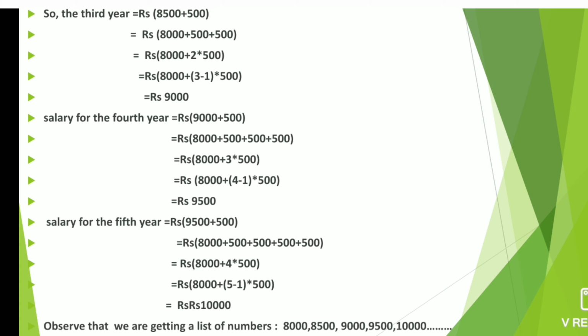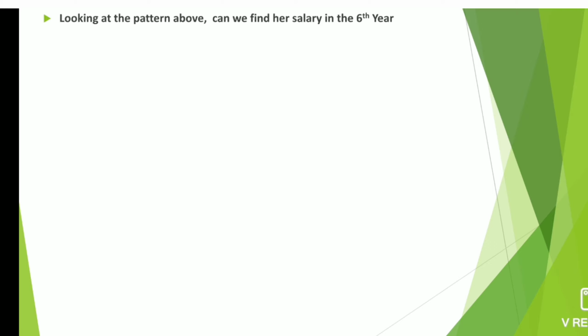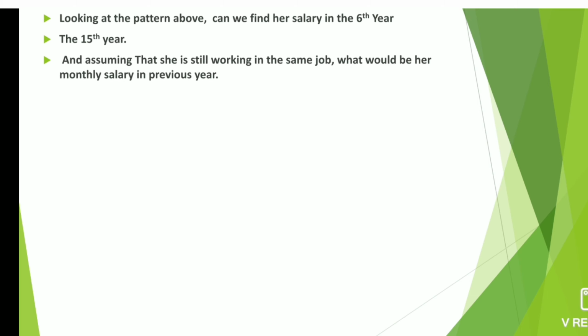Next, observe that we are getting the list of numbers: 8,000, 8,500, 9,000, 9,500, 10,000, and so on. Obviously these are all in arithmetic progression. Next, looking at the pattern above, we can find the salary in the sixth year and also in the 15th year, assuming that she is still working in the same job. So what would be her monthly salary in the 15th year? Can we make this process shorter?